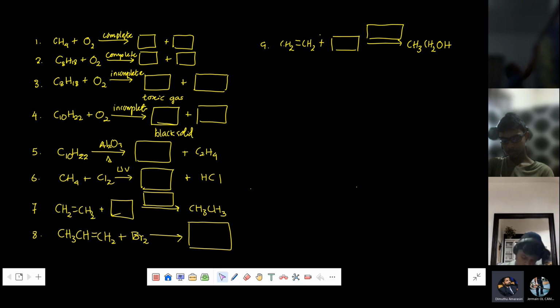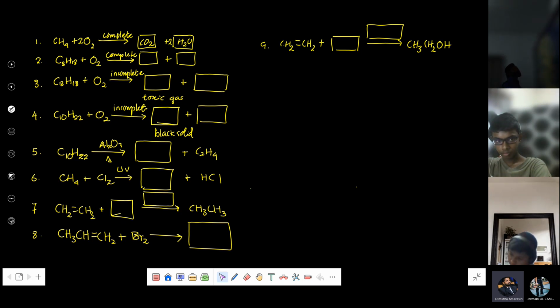Methane with oxygen, what do you need to get? Carbon dioxide and water. Balancing 1 carbon, you need to get 2 water. Therefore, 2 oxygen. Complete combustion of hydrocarbons always gives you carbon dioxide and water.